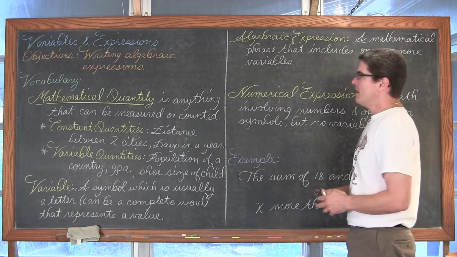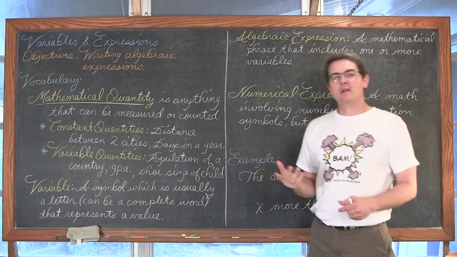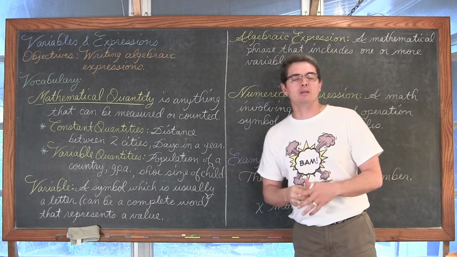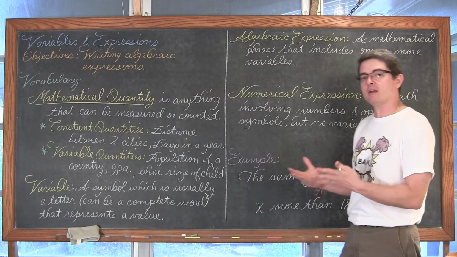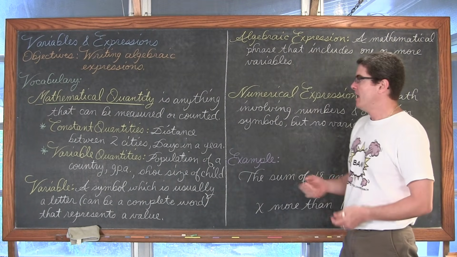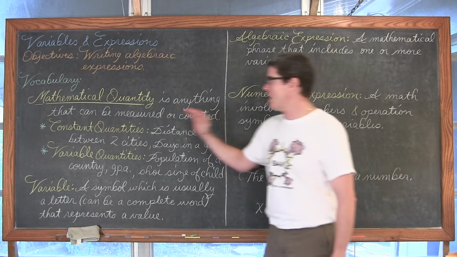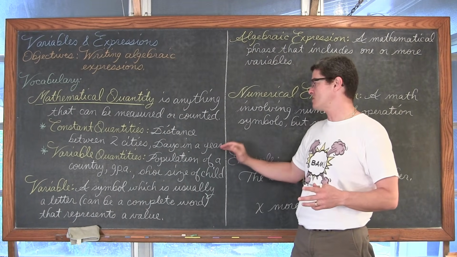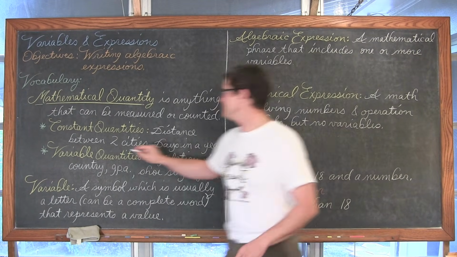Okay, so at any rate, a mathematical quantity is anything that can be measured or counted. How many pounds you weigh, what's your GPA, how many miles it is from here to another city, or how fast I'm going. Just anything I feel like measuring. And within those mathematical quantities, we have two types. We have a constant quantity, which would be something like the distance between two cities, or the number of days in a year, or maybe pi.